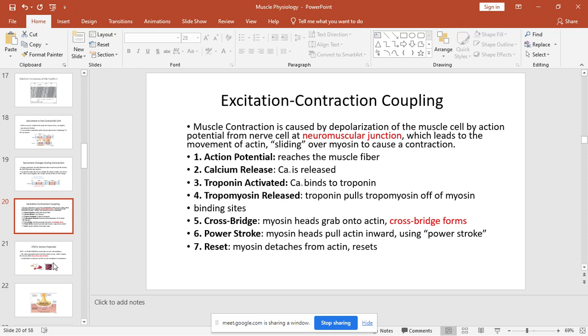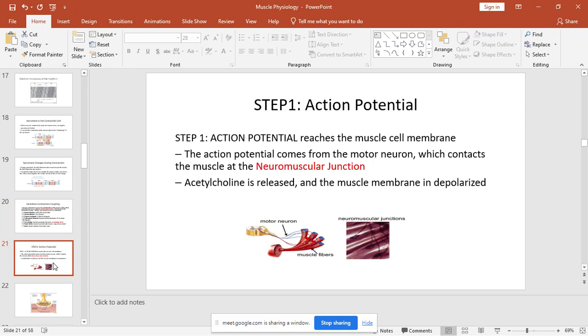Once the shortening has happened, once the power stroke has happened, there's no need for the myosin to bind there anymore. So what will happen is that now the myosin and the actin need to come off. Unfortunately, it is not possible to come off on its own. It is a process that requires, again, ATP, in what we call the reset process. Okay? So this is basically the summary of events that happen in the excitation and contraction coupling in a sarcomere. But I'm going to give you much more details on that.